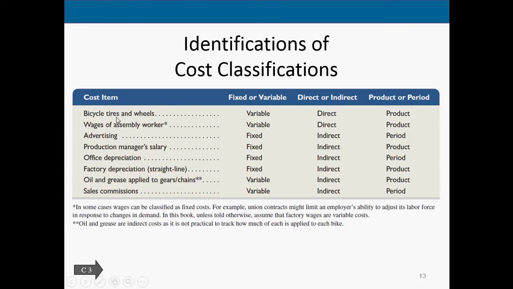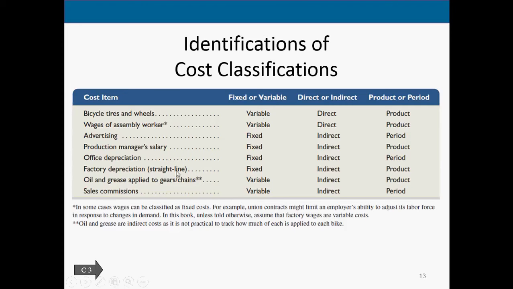Bicycle tires and wheels. That's the parts that John went to get. Fixed or variable? Definitely variable. The more bicycles I'm going to sell, the more tires and wheels I'm going to need to buy in order to create more. So definitely a variable expense. Can I trace bicycle tires and wheels straight into the bicycle? Absolutely. That's going to be a direct traceability. And does it happen in the factory or not? It absolutely happens in the factory. So that's going to be a product cost.